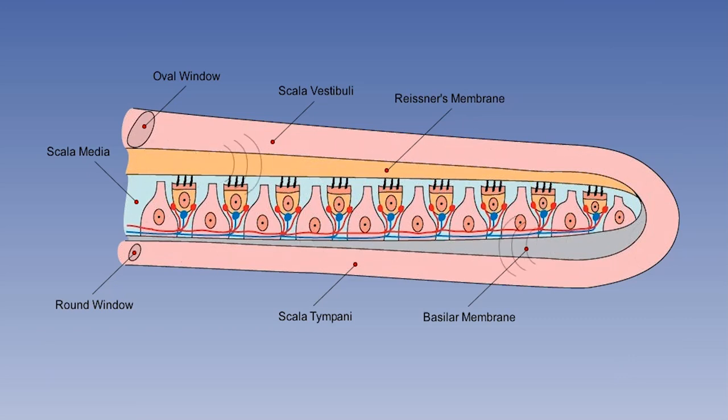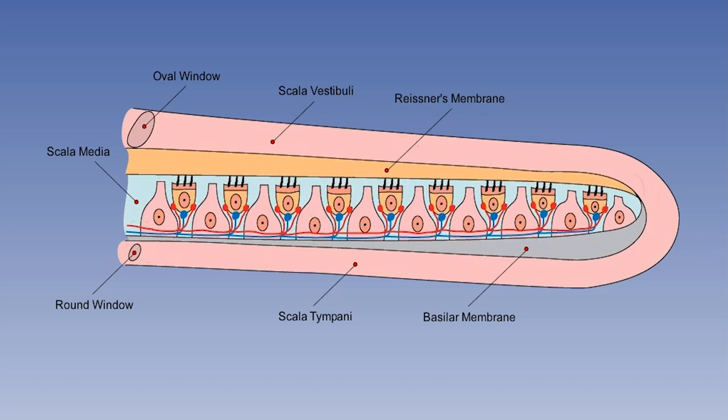Let us look at the scala media in a little more detail, as this houses the mechanism for converting the sound pressure wave into an electrical signal to the brain. Separating the scala media and the scala vestibuli is a membrane called Reissner's membrane. Separating the scala media from the scala tympani is the basilar membrane.